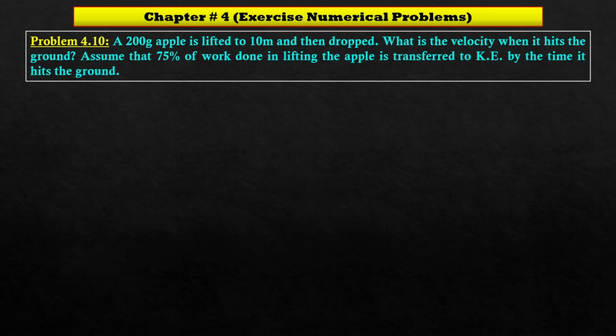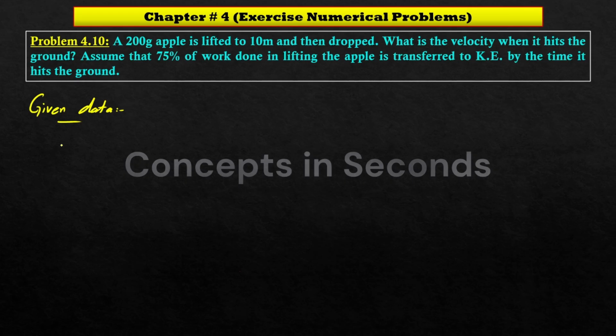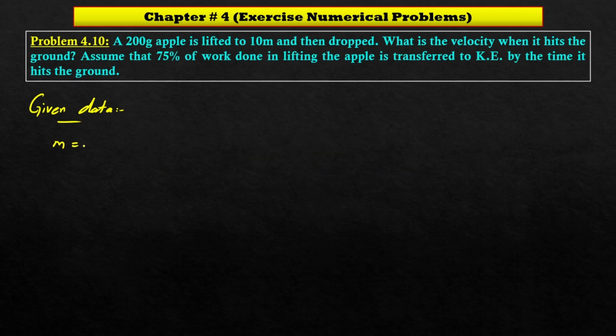Numerical number 4.10. A 200-gram apple is lifted to 10 meter and then dropped. The given data is, एक एप्पल है जिसका mass है 200 ग्राम. So mass of the apple is 200 gram, lifted to 10 meter and then dropped. उसे 10 मीटर की हाइट तक लेकर जाया गया और देन उसे ड्रॉप कर दिया गया. What is the velocity when it hits the ground? उसकी velocity क्या होगी जब वो जमीन को टकराएगा? So V is equal to question mark.